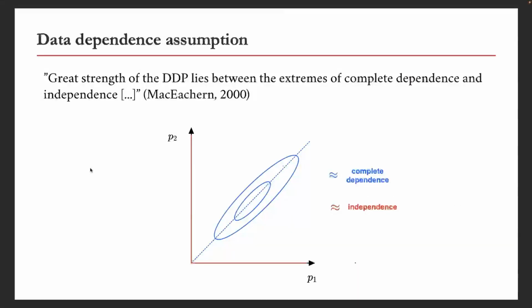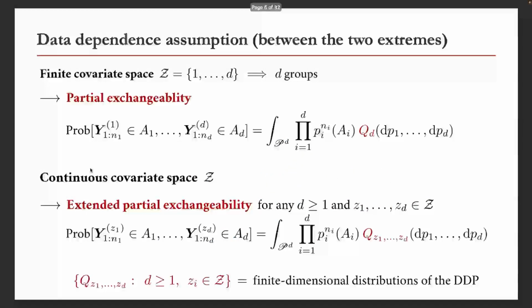So in other words, we move from situations where the distributions are very similar and may differ only in some parameters like location and scale, which corresponds to the blue situation, to the other extreme, which corresponds to independence, where we can envision the distributions P1 and P2 being concentrated on orthogonal axes. And what Steve notes is that the great strength of the DDP lies between these two extremes of complete dependence and independence.